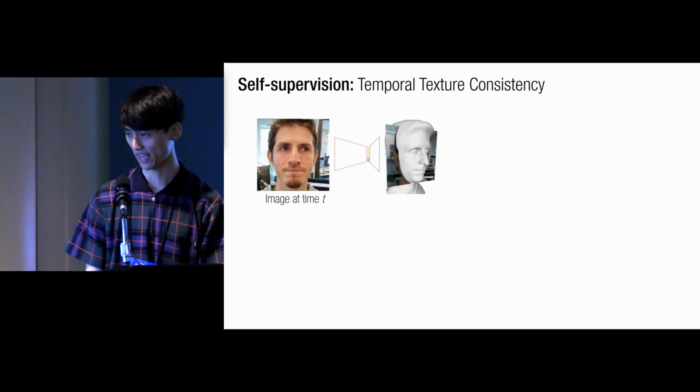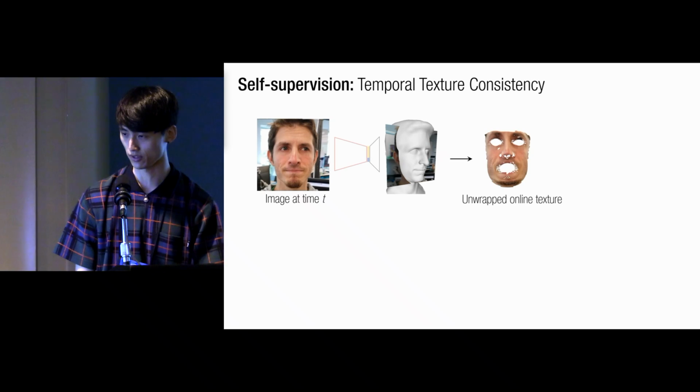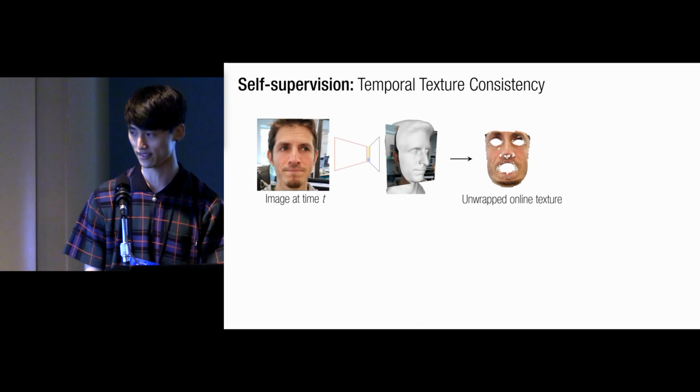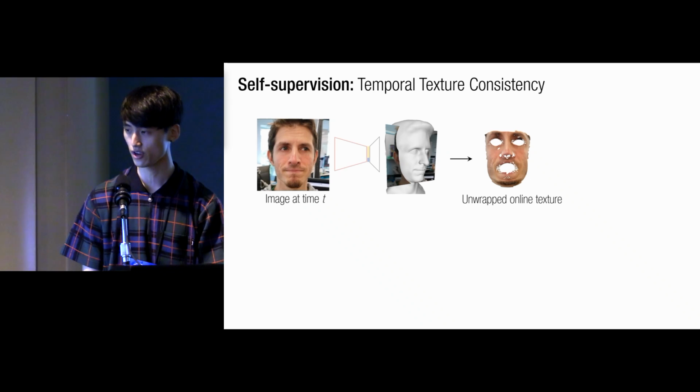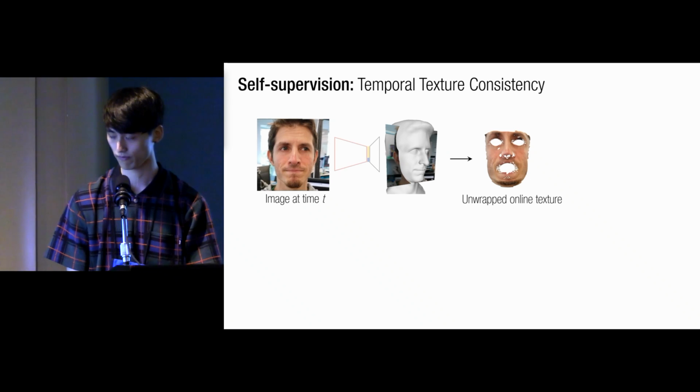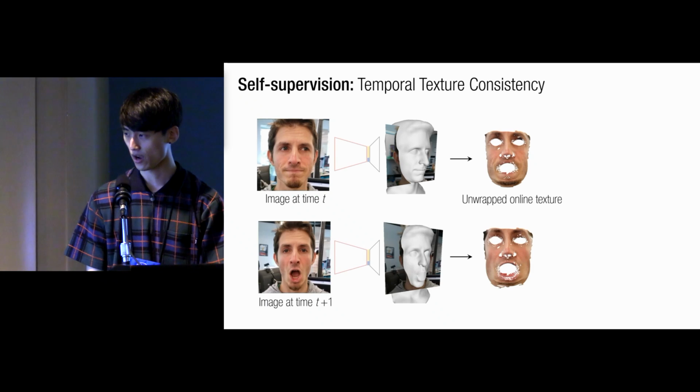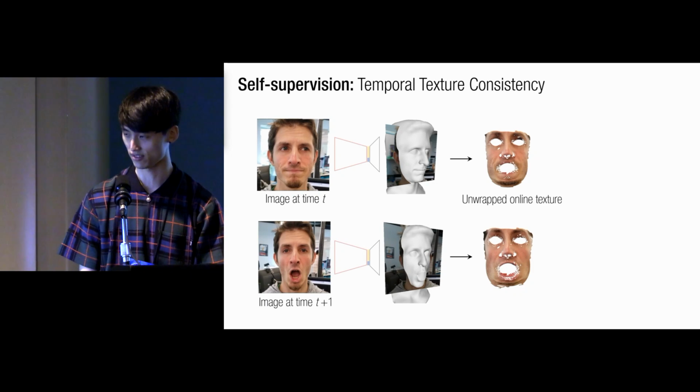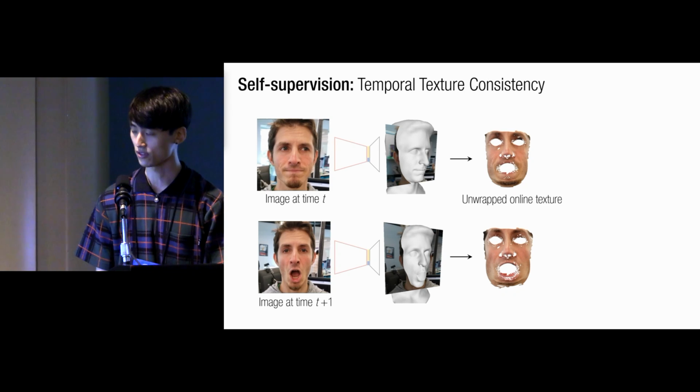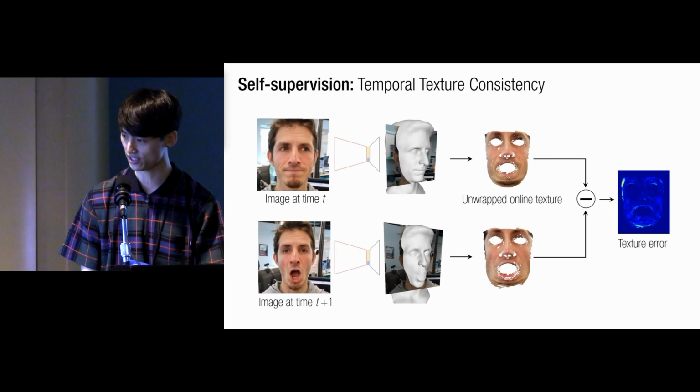So we bridge this gap by introducing a new self-supervision approach based on temporal texture consistency. For example, given an image at time t, we can synthesize an unwrapped online texture using the predicted geometry. Our assumption here is that this online texture should be consistent across time, and it is enforced by minimizing the texture differences between the time-consecutive instances.